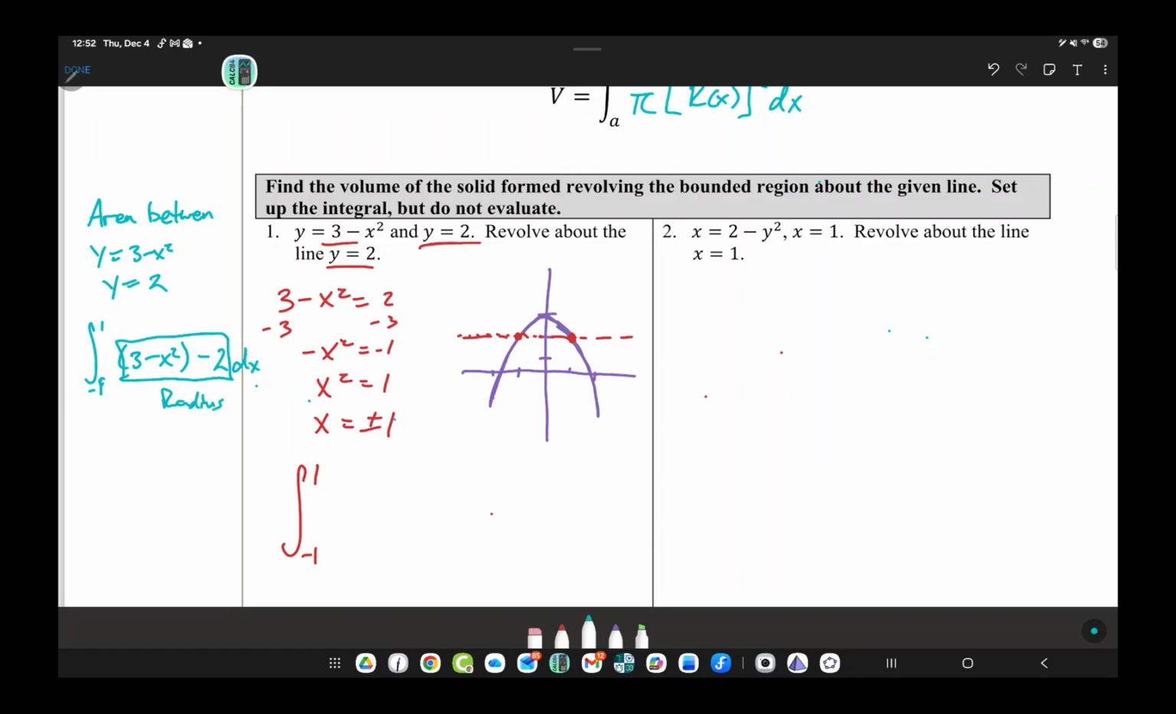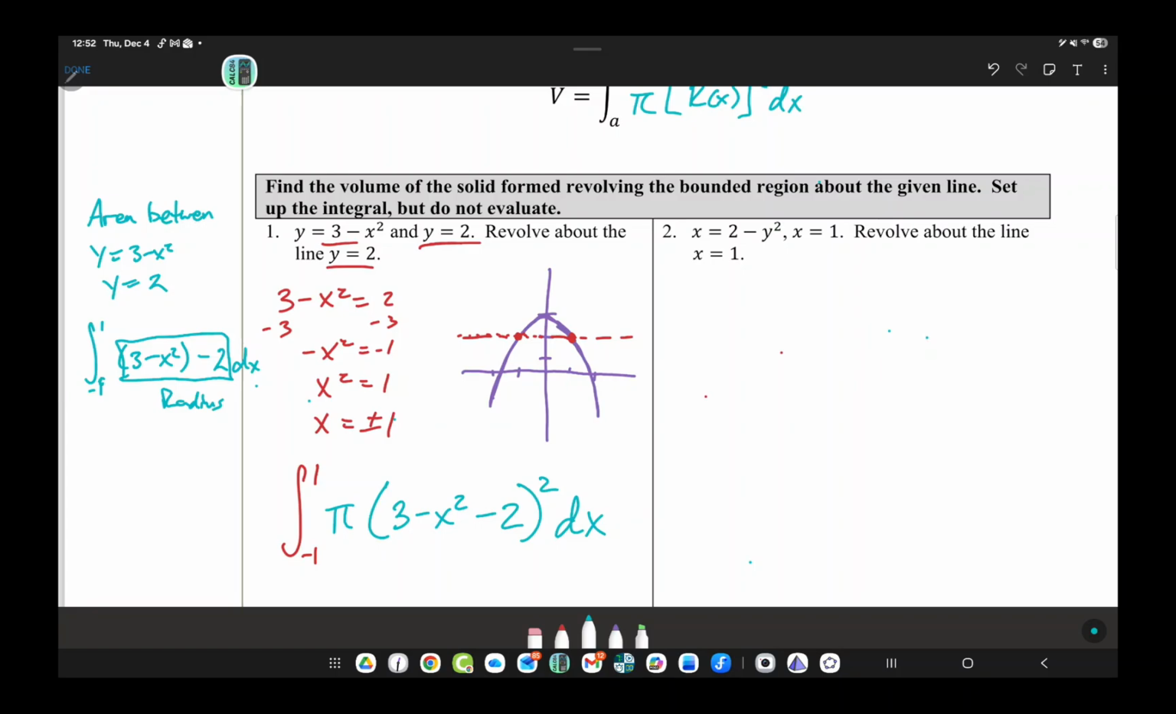That same concept is going to apply. Okay? It is always going to be what function is furthest from the x-axis minus the function that's closest to the x-axis. Okay? Now that's true for the x or y-axis. So my radius is going to be pi times (3 minus x minus 2) squared dx.